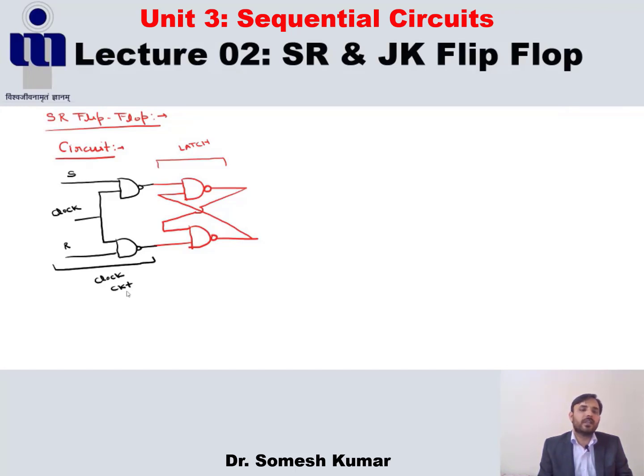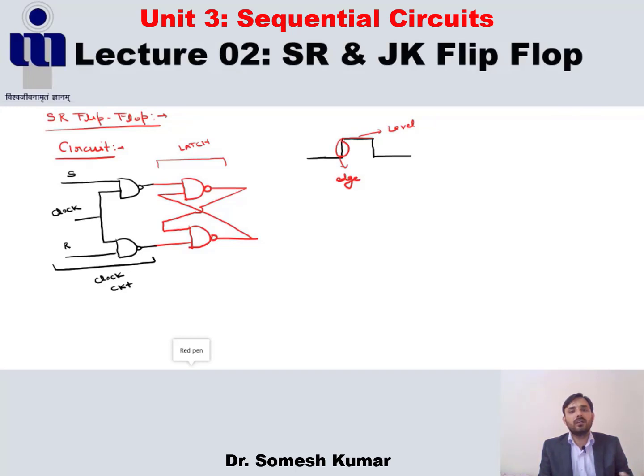Here one term is used, that is clock. So what is a clock? The clock is a combination of ones and zeros. In this clock there are two things. One is the edge, which is called the edge, and this is called the level of the clock. Based on this level and the edges, we say our flip-flop is level triggered or edge triggered.